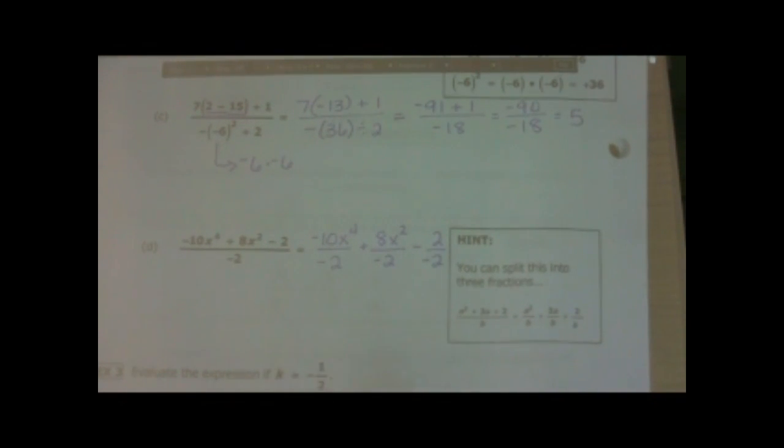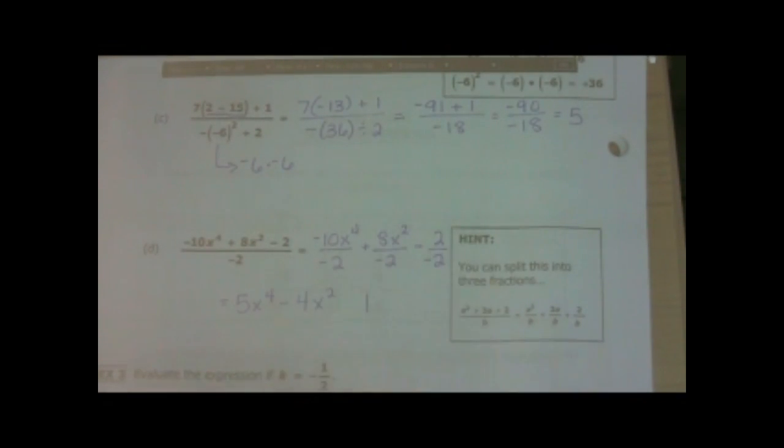So -10 divided by -2 is +5. I have 8 divided by -2 is -4, so -4x squared. This one gets to be tricky because what ends up happening is everyone's like, oh, it cancels, bye-bye. No, it cancels, it doesn't go bye-bye. That's the thing. 2 divided by 2 is 1, all right? So there's going to be a 1 right here. It doesn't just go away because it cancels. I have a negative and a negative, that's going to give me a +1.